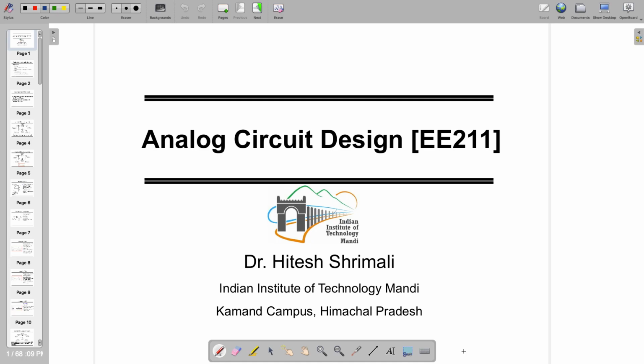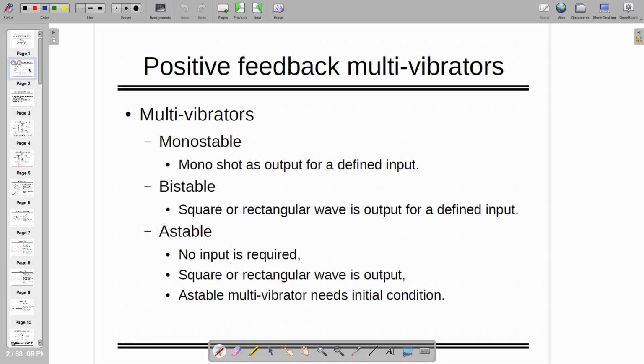So let's start with the new chapter called feedback for the course called Analog Circuit Design E211. So let's start with the positive feedback multivibrators.